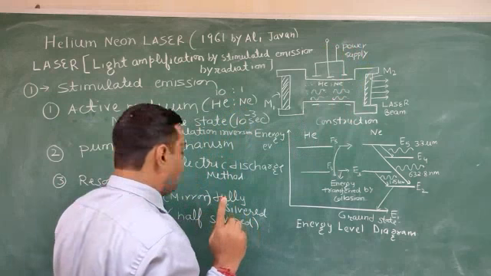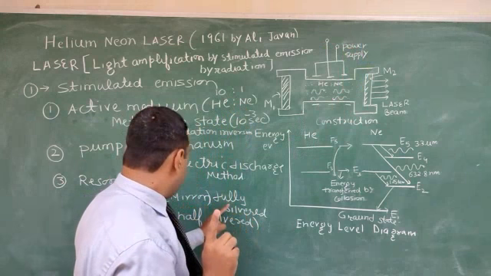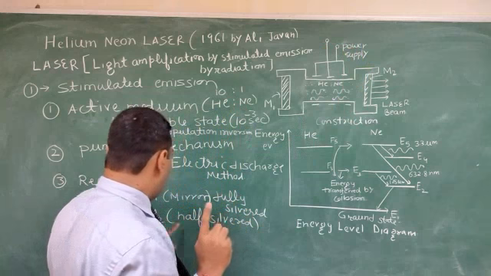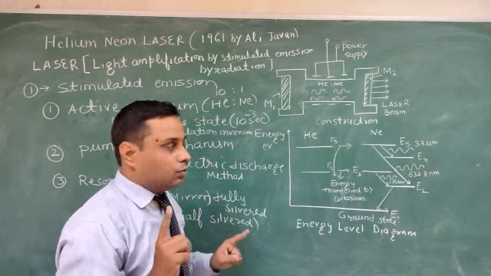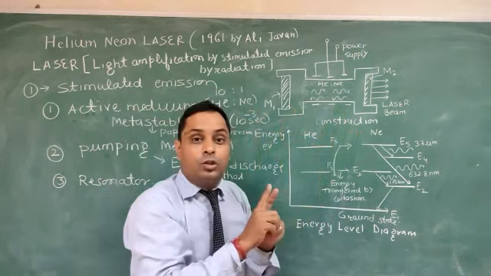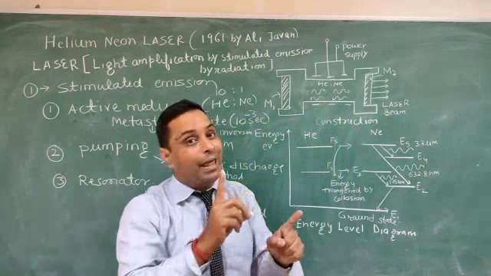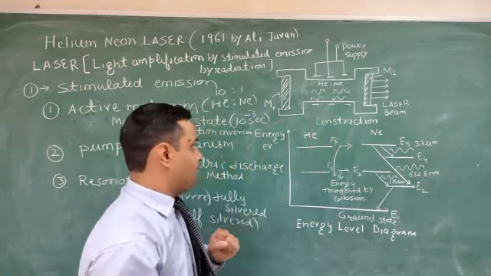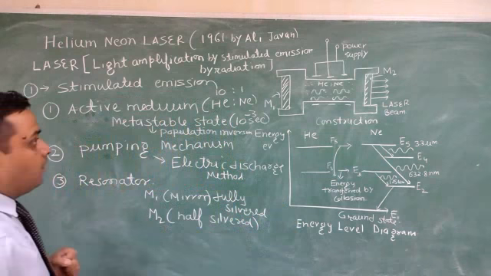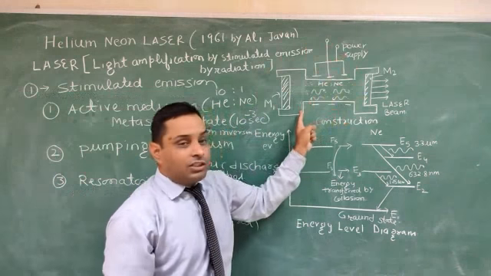The third one is the resonator. M1 is the mirror that is fully silver, and M2 is half silver. So the distance between the two mirrors is a half integral of lambda by 2. Lambda is the wavelength of light. Now this is the construction.